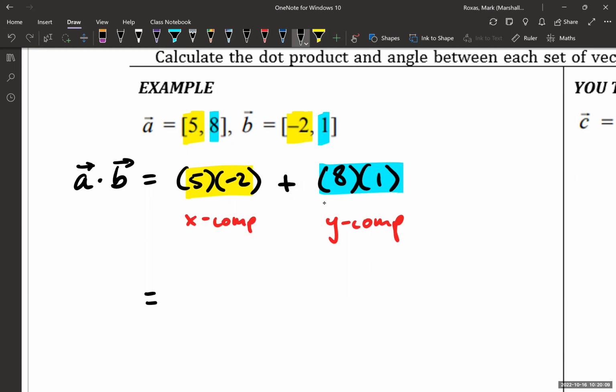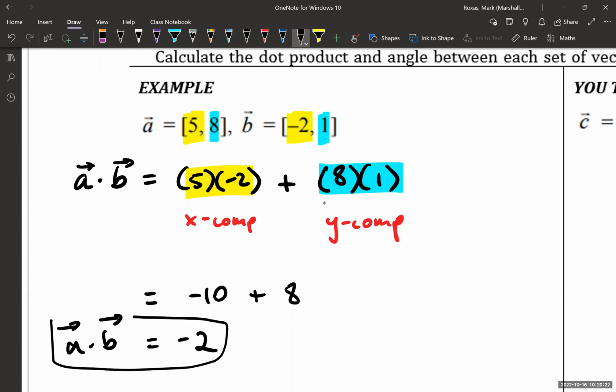And so the next components are 5 times -2, which is -10, plus 8 times 1, which is 8. And then -10 plus 8 is -2. You can see here that the result is a scalar, which is what we expected from the dot product. It is negative, so that means theta is greater than 90 degrees. That's another clue we could pick up on, but yes, that's what we expected, a scalar product.